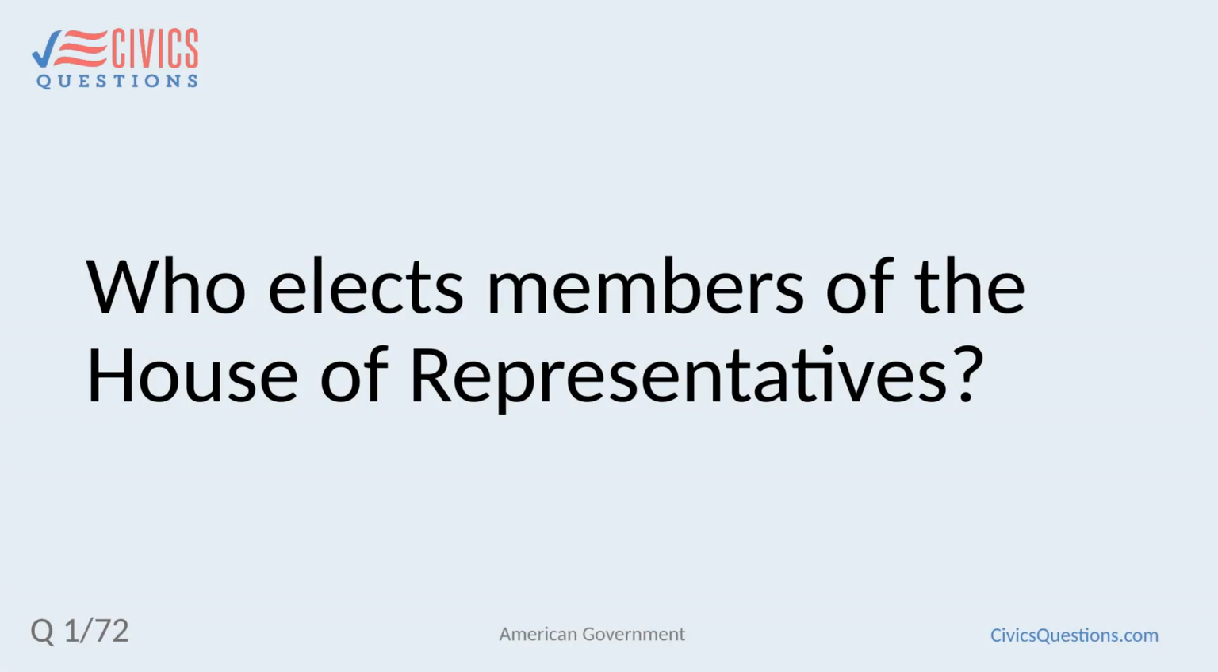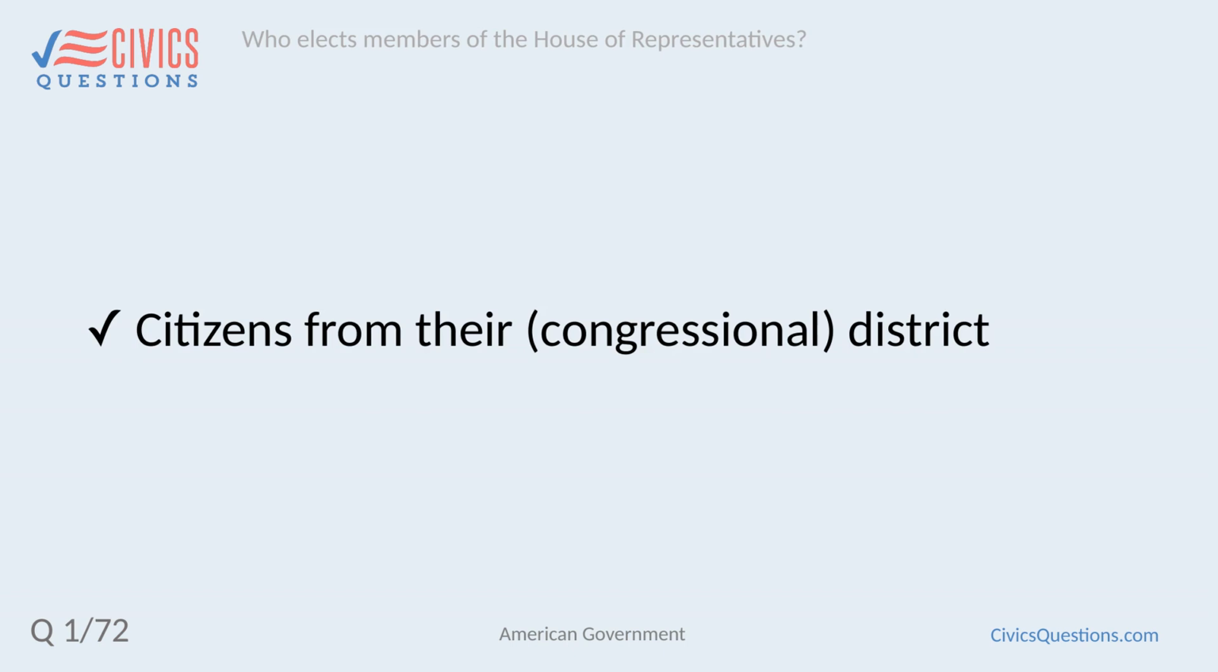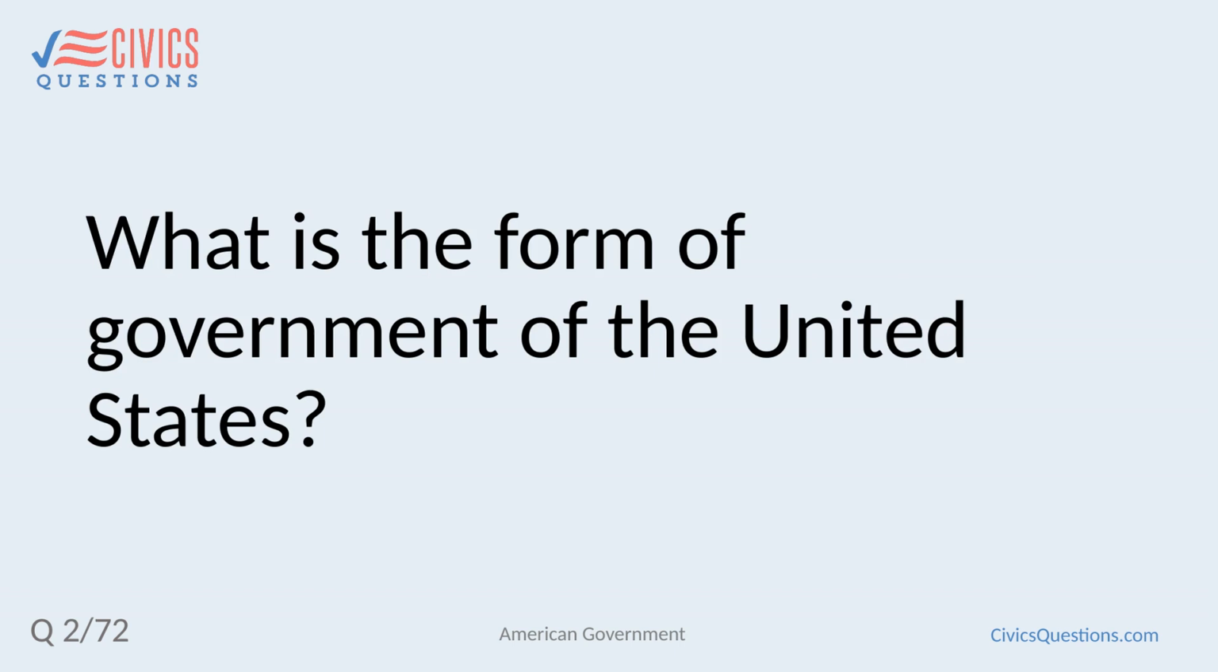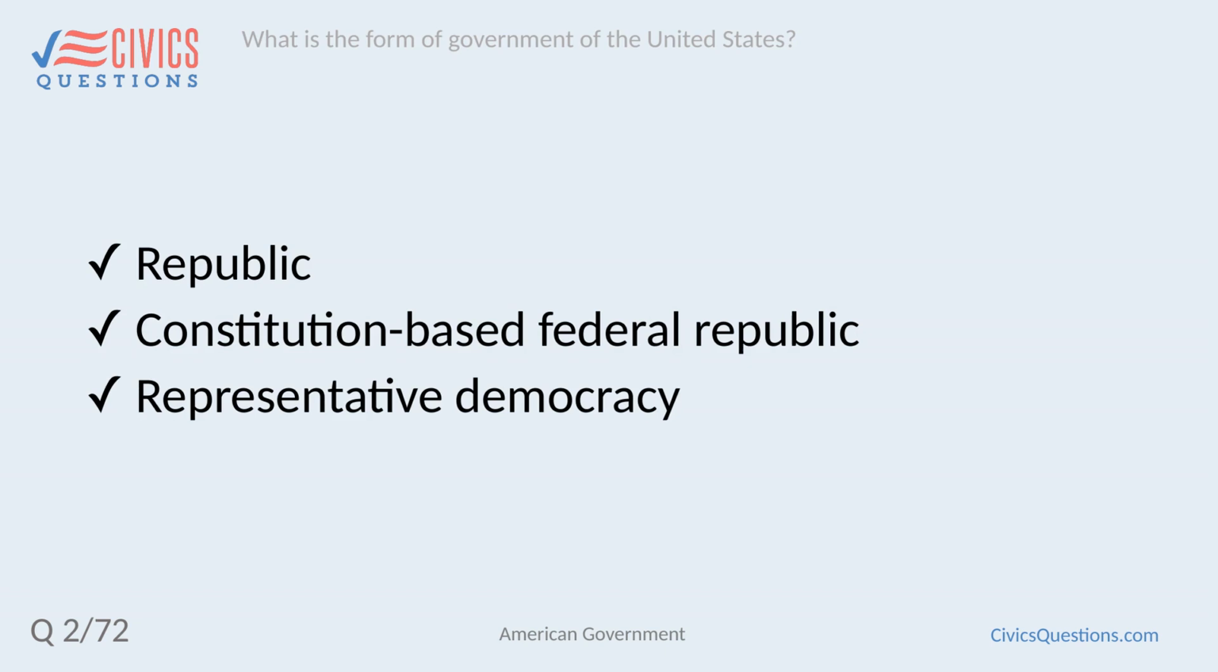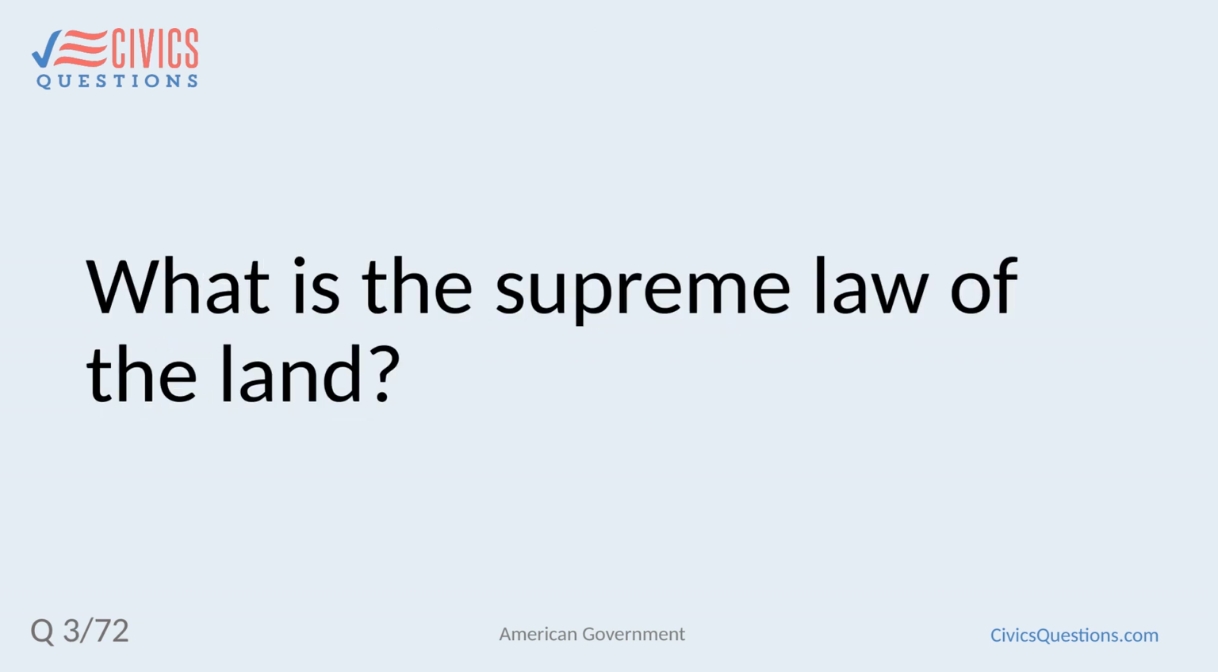All right, here's the first question. Who elects members of the House of Representatives? Citizens from their congressional district. What is the form of government of the United States? Republic. Constitution-based federal republic. Representative democracy. What is the supreme law of the land?